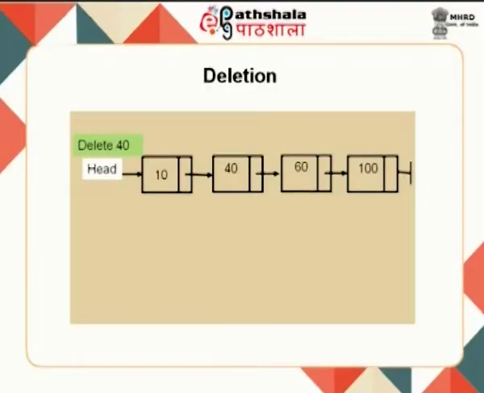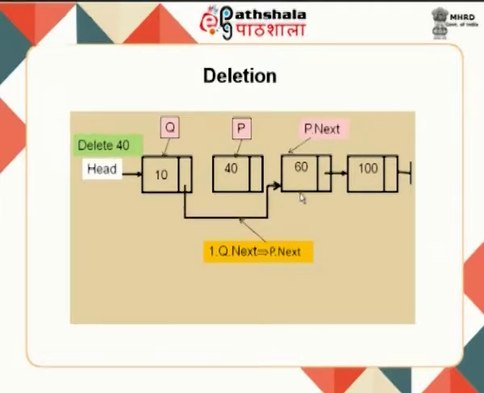Suppose I want to delete 40. I am not doing the searching here. So, this is the node q, this is p, this is p dot next. I want to delete p, or the 40. So, the first thing I do is q dot next, which was pointing to p, should no longer point to p, it should point to p dot next. So, this q dot next should point to p dot next. That is the first step we do.